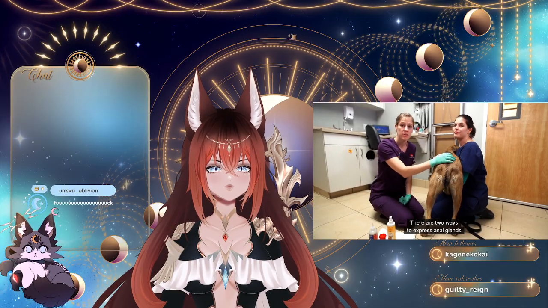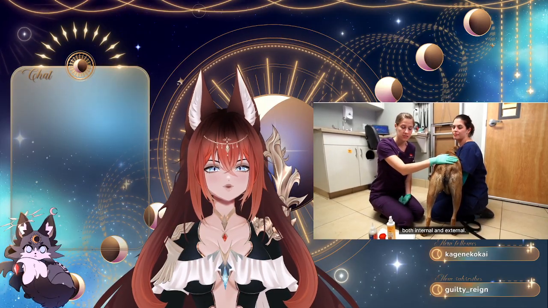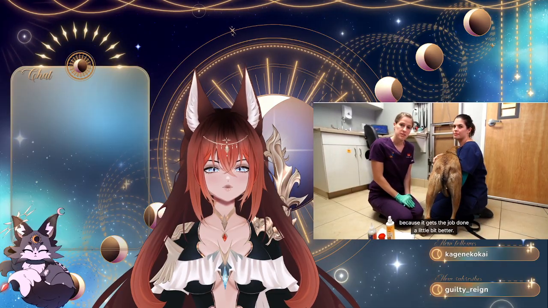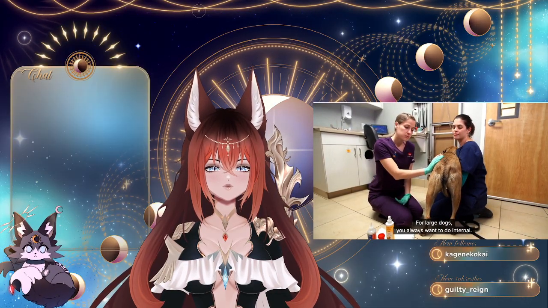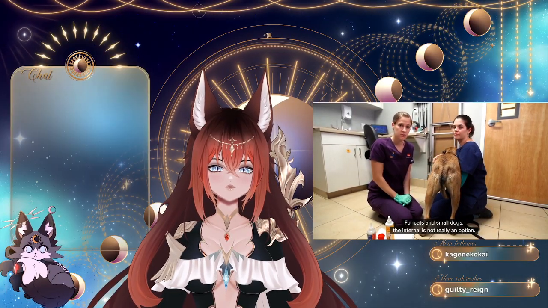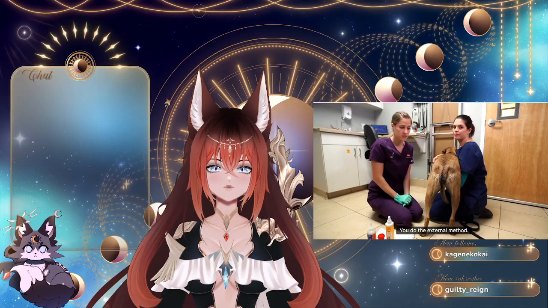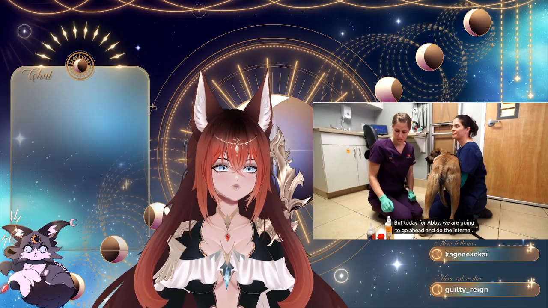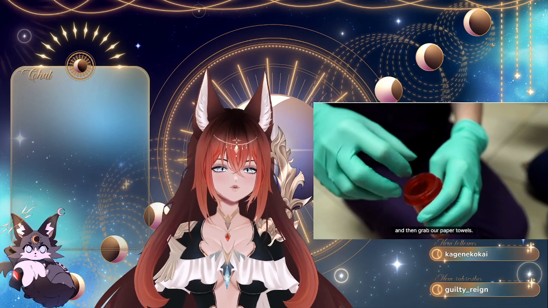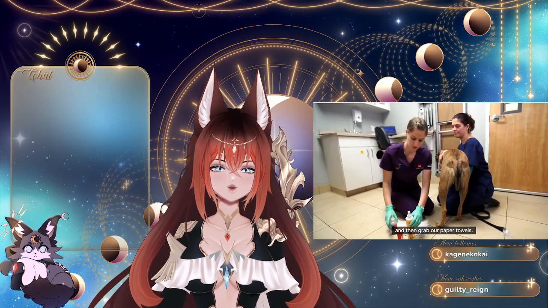There are two ways to express anal glands, both internal and external. The internal way is a little bit more invasive, but veterinarians prefer it because it gets the job done a little bit better. For large dogs, you always want to do internal. For cats and small dogs, the internal is not really an option. You do the external method. But today for Abby, we're going to go ahead and do the internal. So we're going to go ahead and lube up, and then grab our paper towels.